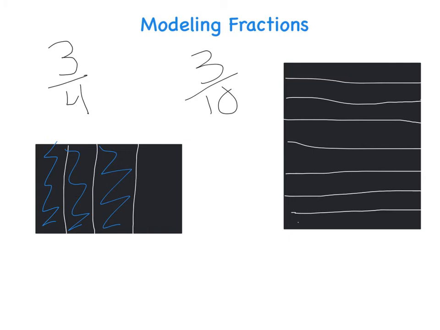So let's double check. 1, 2, 3, 4, 5, 6, 7, 8. Oh, I miscounted. Here, we'll put it right in there. 9 and 10. And let's say I ate 3/10 of a candy bar. So 3/10 would look like this. That means I still have half of a candy bar left to eat. So when you're struggling with fractions, model it. It can really help you compare fractions.